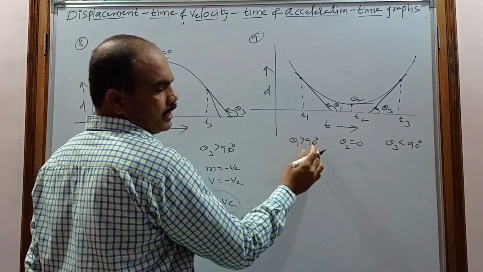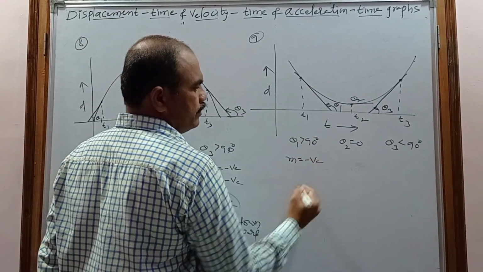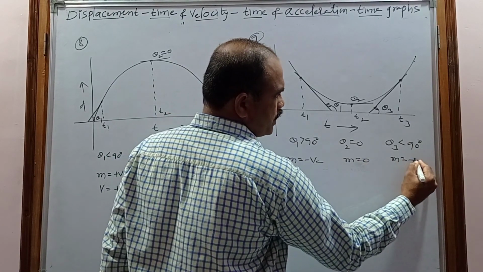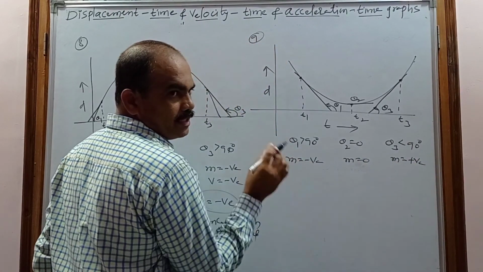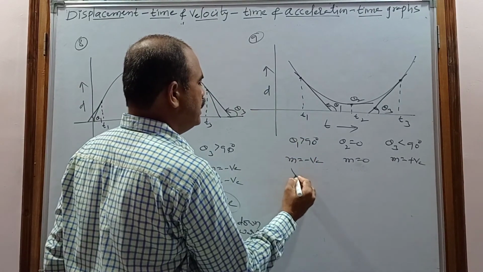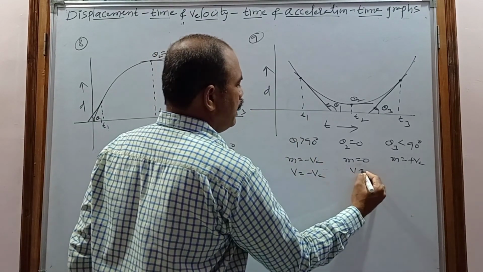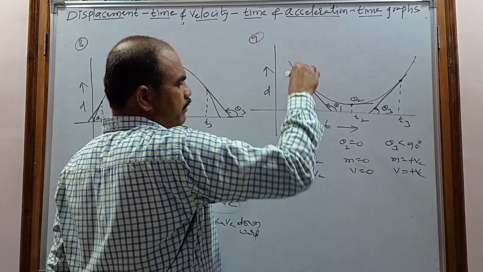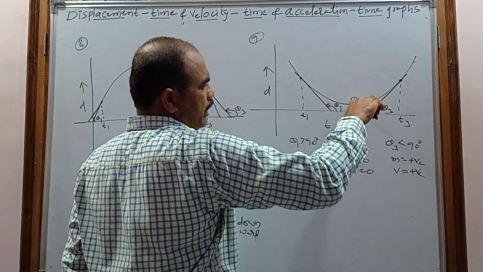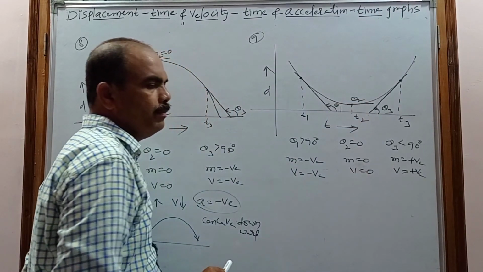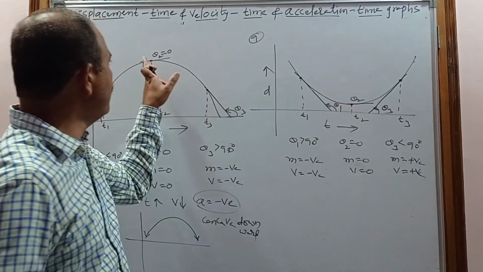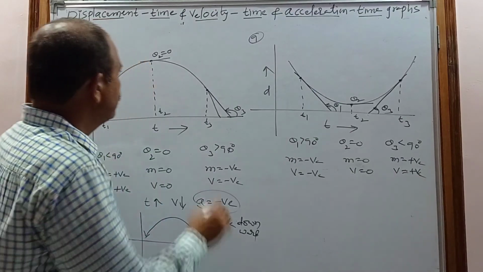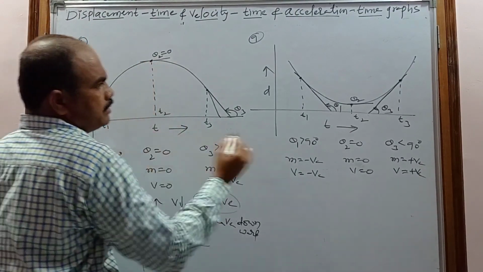If theta is greater than 90, the slope is negative. If theta equals 0, the slope is 0. If theta is less than 90, the slope is positive. Since the slope represents velocity in the displacement versus time graph, here the velocity is negative, here the velocity is 0, here the velocity is positive. This body starts with negative velocity, becomes 0, and after that it will be positive. These points are called turning points, where the direction of the body is changing.